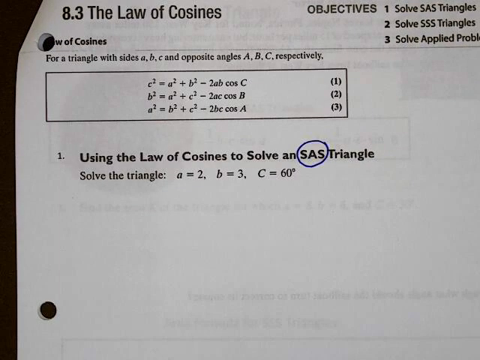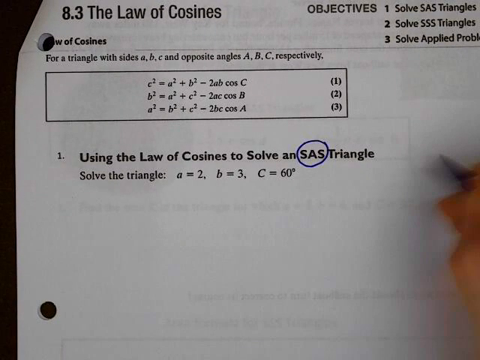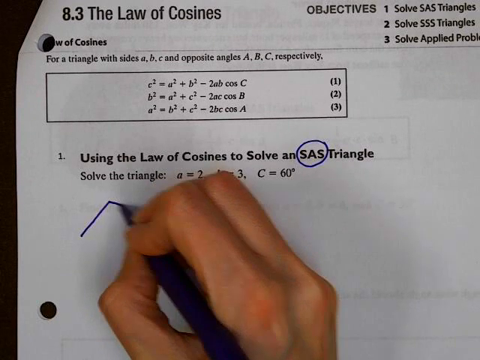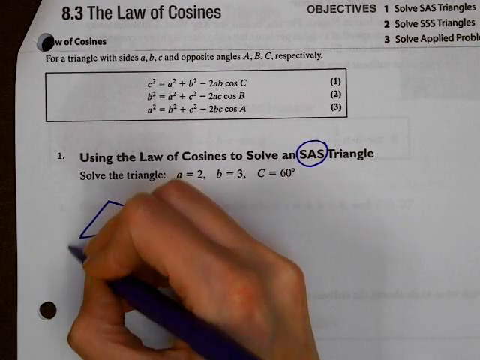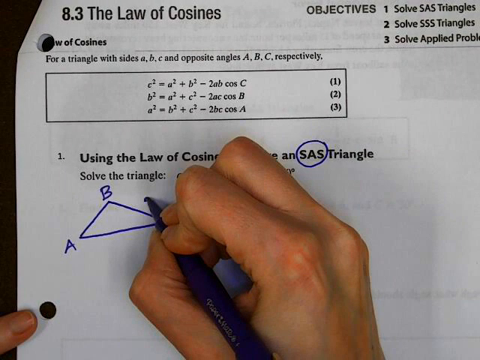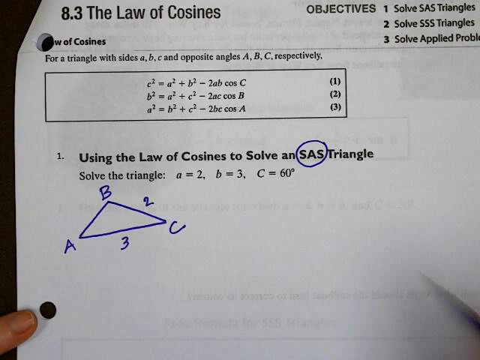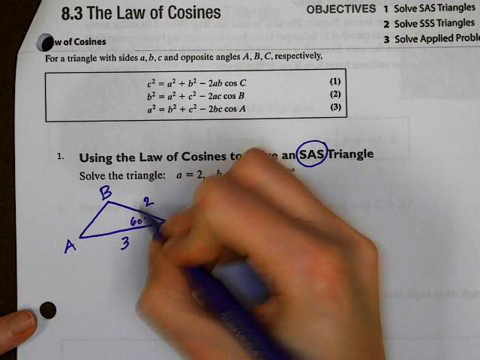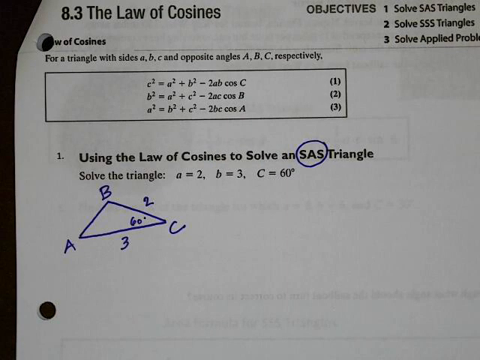Number 1. Solve the triangle means find all the missing stuff. Okay, and then I'm just going to draw a picture just because why not? I have no idea if this is drawn to scale, but it doesn't matter. So A is 2, B is 3, and C is 60 degrees. Okay, they want you to find all the stuff.